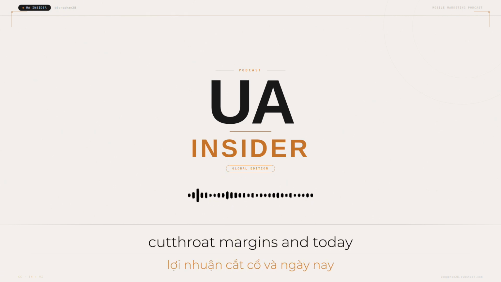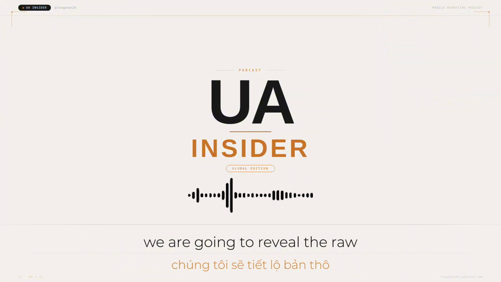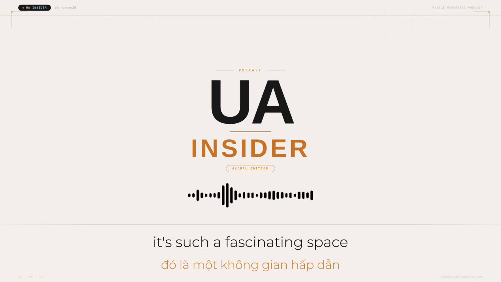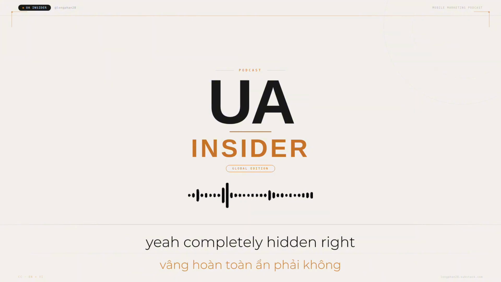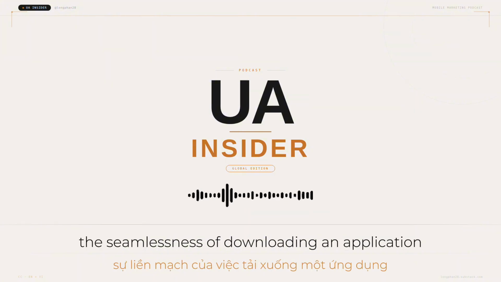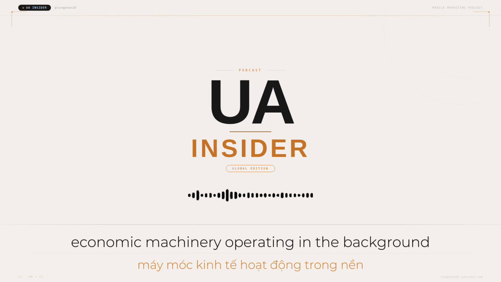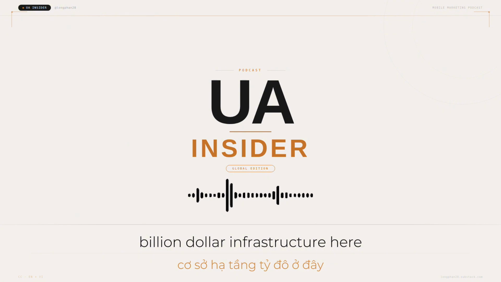And today, we are tearing down the facade of the App Store. We are going to reveal the raw, unvarnished mechanics of the mobile app ecosystem. It's such a fascinating space, primarily because its true nature is entirely invisible to the end user. The seamlessness of downloading an application completely masks this intense, high-speed economic machinery operating in the background. We're looking at a multi-billion-dollar infrastructure here.